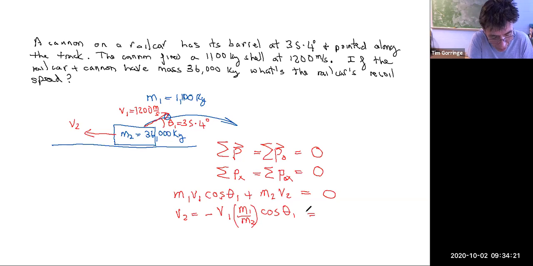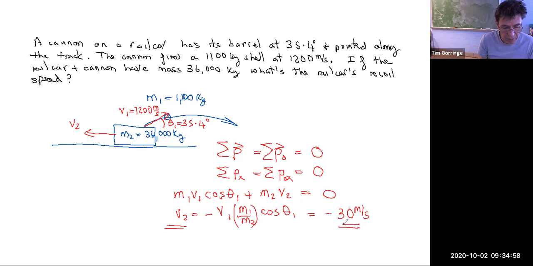I won't write them all out, but we've got a velocity of 1100 meters per second for V1. We've got, for the ratio of the masses, 1100 kilograms over 36,000 kilograms. And then we've got the cosine of 35.4 degrees. And if you put in all the numbers, you get 30 meters per second. And that is the recoil velocity of the recoiling rail car.